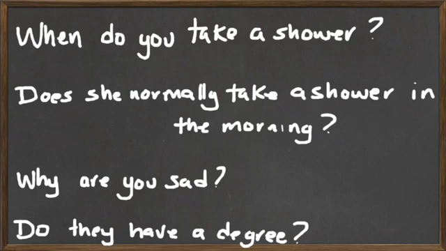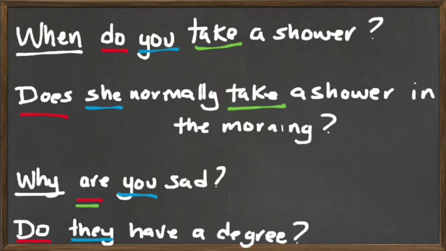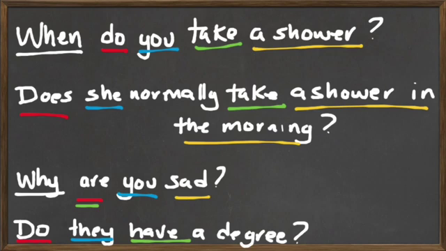I have more examples here, and I'll show you right now that we have a question word. I will show you right now that the formula is always followed. Auxiliary: do, does, are, and do. Now we have a subject, yes, we have you, she, you, and they. Do we have a verb? We also do. Take, and the verb is here because it's a verb to be. Have, and do we have a complement? A shower in the morning, sad, and degree. You see, the formula is always followed.